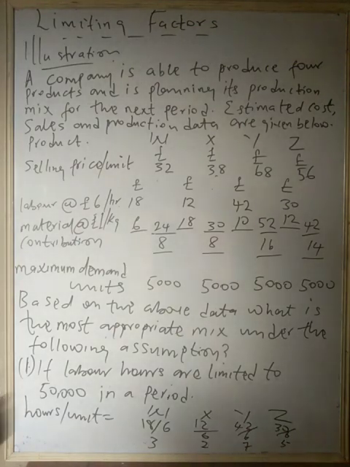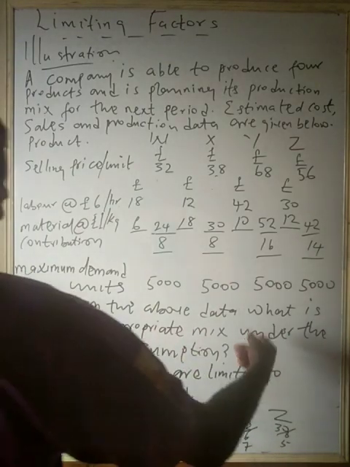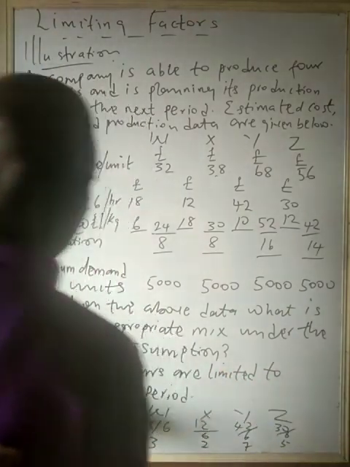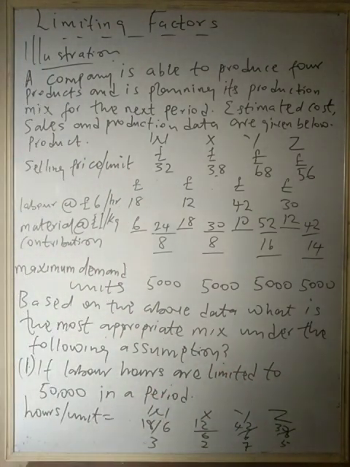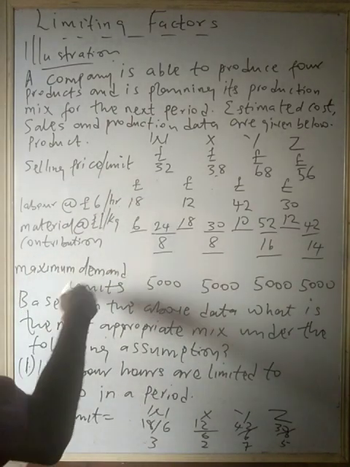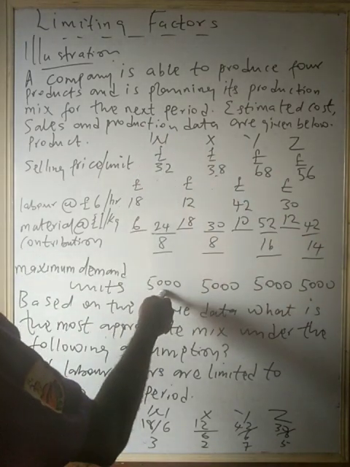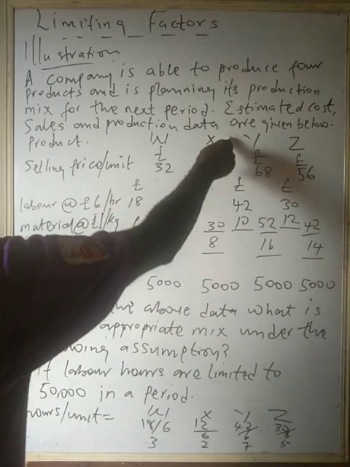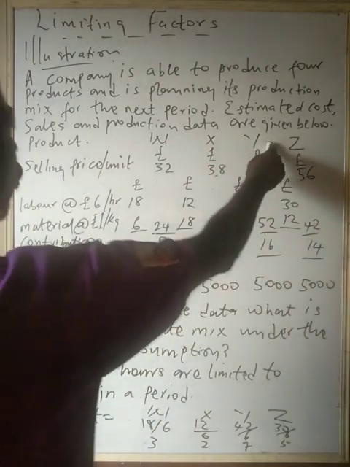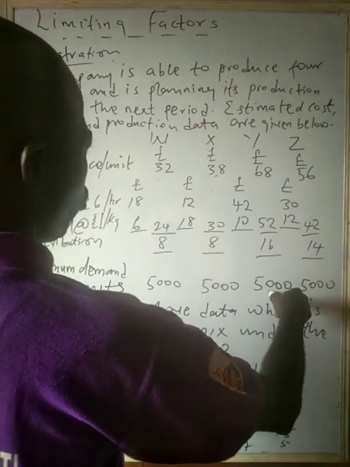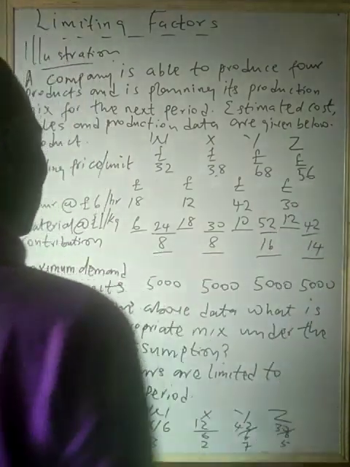The question says, based on the above data, what is the most appropriate mix under the following assumption, that if labor hours are limited to 50,000 in a period, how many units are we going to produce? We are going to look at the maximum demand now. The maximum demand is 5,000 units for product W, 5,000 for product X, 5,000 for product Y, and 5,000 for product Z.